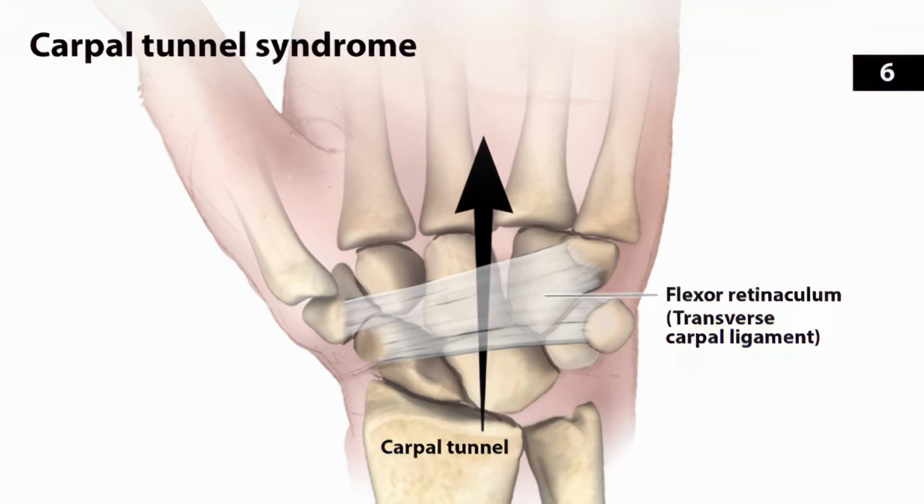Very, very common. So this is a median nerve entrapment at the carpal tunnel enclosed by the inelastic flexor retinaculum ventrally and then the carpal bones dorsally.